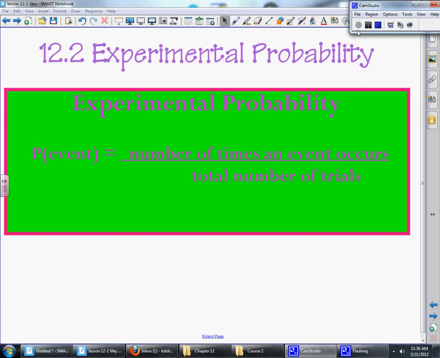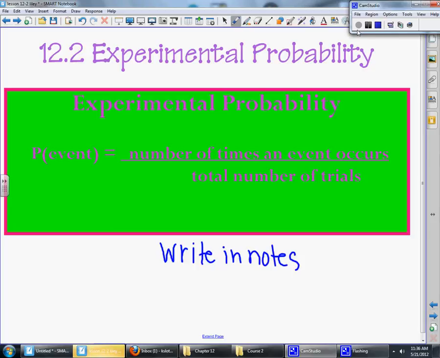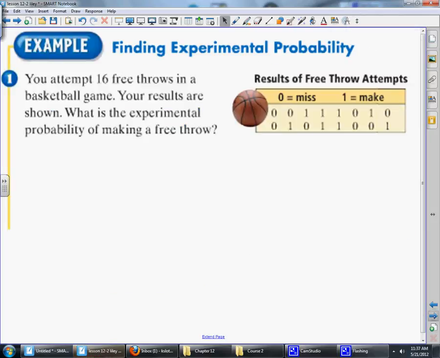Okay, get out your notebooks. Today's lesson is 12.2, experimental probability. You need to write the information that is in this box in your notes. It says the probability of an event is equal to the number of times the event occurs over the total number of trials. Once you get that copied down, you can pause the video if you need to. We'll go on to an example.